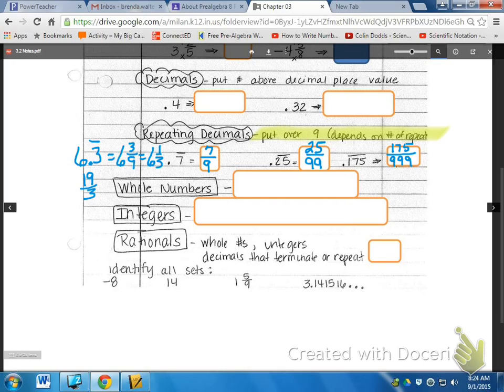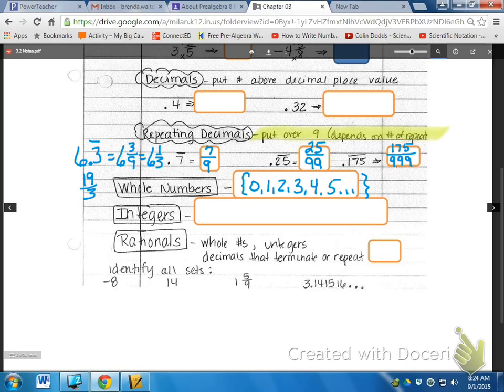Otherwise, it doesn't. Okay, we're going to talk about different sets of numbers right now and tell you what the sets look like, because you're going to have to decide if a number is whole, integer, rational, or maybe irrational. So let's check this out. A whole number is the set that starts with 0 and goes with positive numbers with no decimals or fractions. So 0, 1, 2, 3, 4, 5, and so on. Those are just whole numbers.